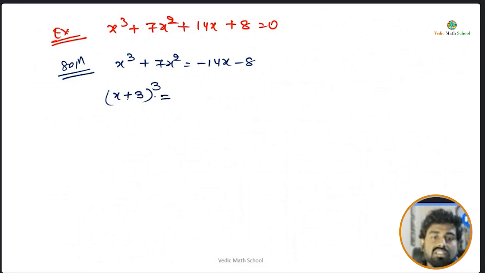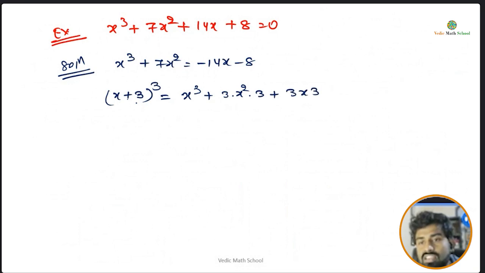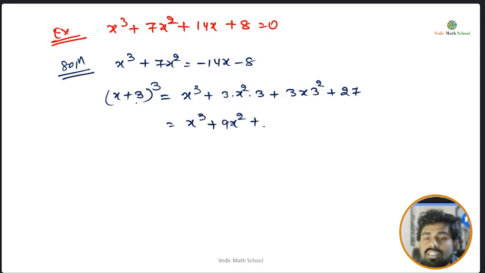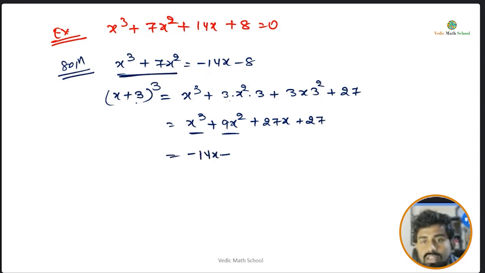So now x plus 3 cube equal to x cube plus 3 into x square into this 3 plus 3 into x and 3 square and plus 3 cube, that is 27. Now solve it. X cube plus 3 3 is 9x square plus 3 square is 9, 9 3 is 27x plus 27. That is the number you are getting. Now x cube plus 7x square is what? Minus 14x minus 8. So I'm writing minus 14x minus 8.